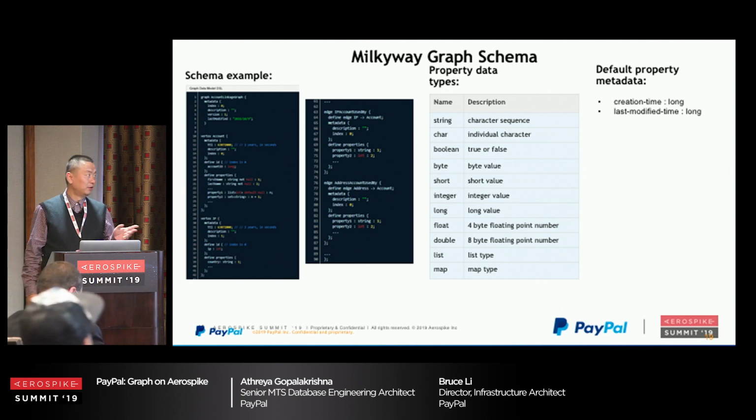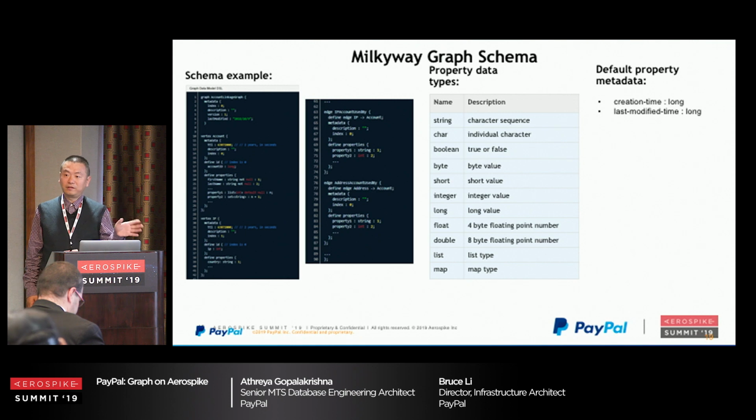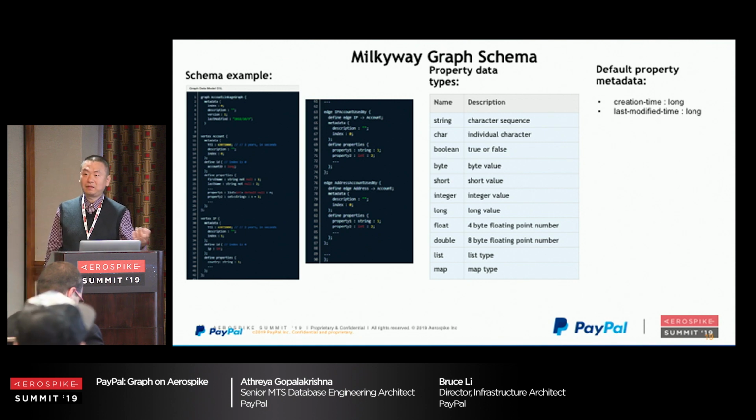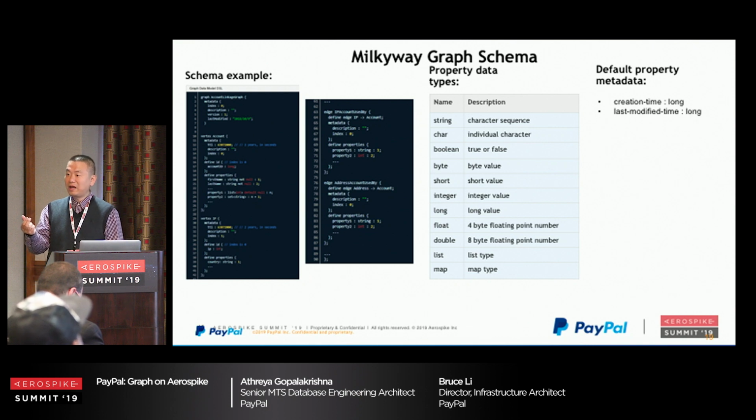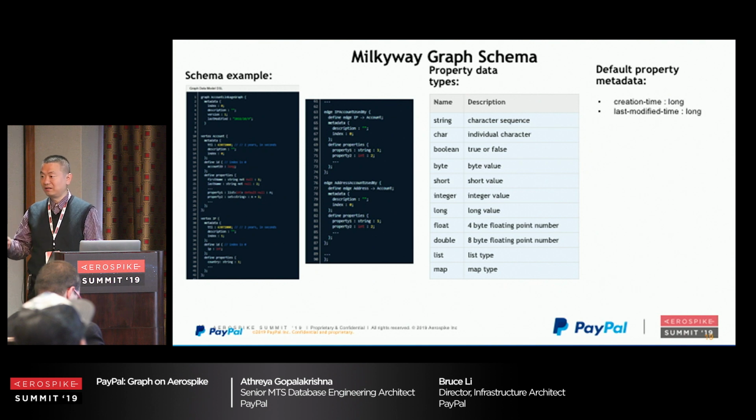Right? And we look at the property types we can support. We not only support the primitive types, we also support complex types like list and map. And most important, Gremlin supports metadata for each property. So we have some default properties like creation time and last modified time. This is very important to support idempotent update at each property level, right? Say this operation has a timestamp, and this timestamp is newer than the timestamp in the database. Then we apply the update. Otherwise, we just ignore it. This is idempotent.